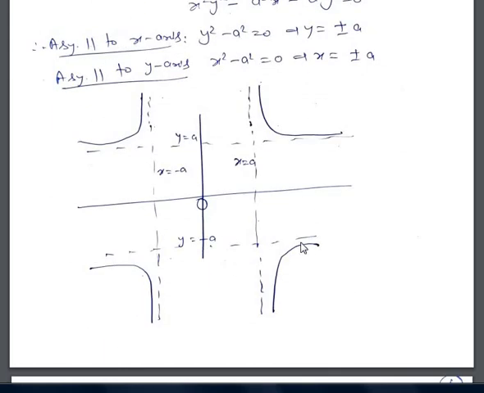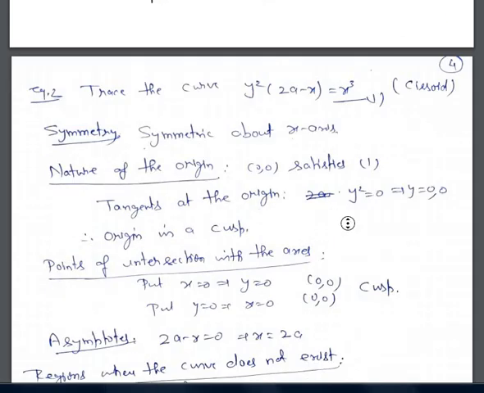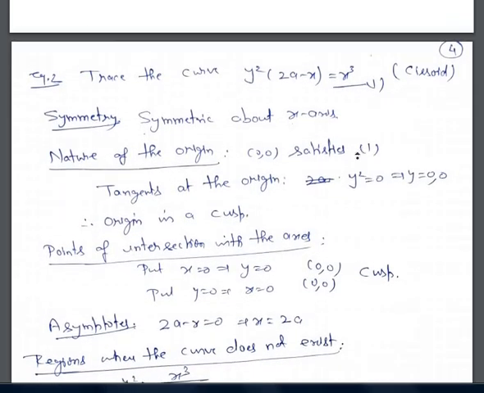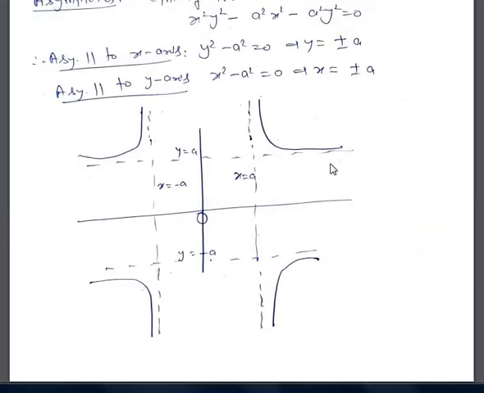So therefore asymptotes are x is equal to a, x is equal to minus a, y is equal to a, and y is equal to minus a. So therefore, if you draw this curve, then the shape of the curve will be something like this. If you take the first quadrant, the shape of the curve will be like this, because the curve does not exist between this and this. So the shape of the curve is like this.